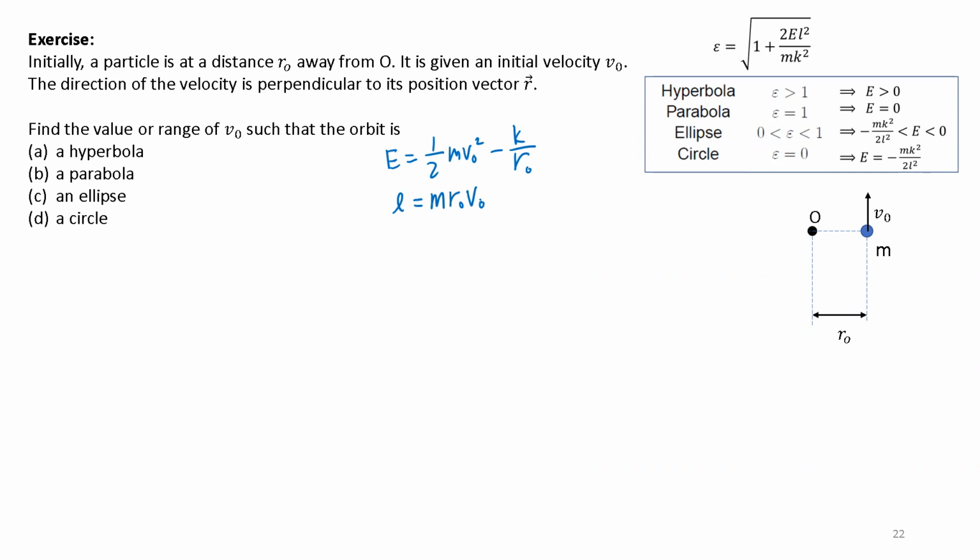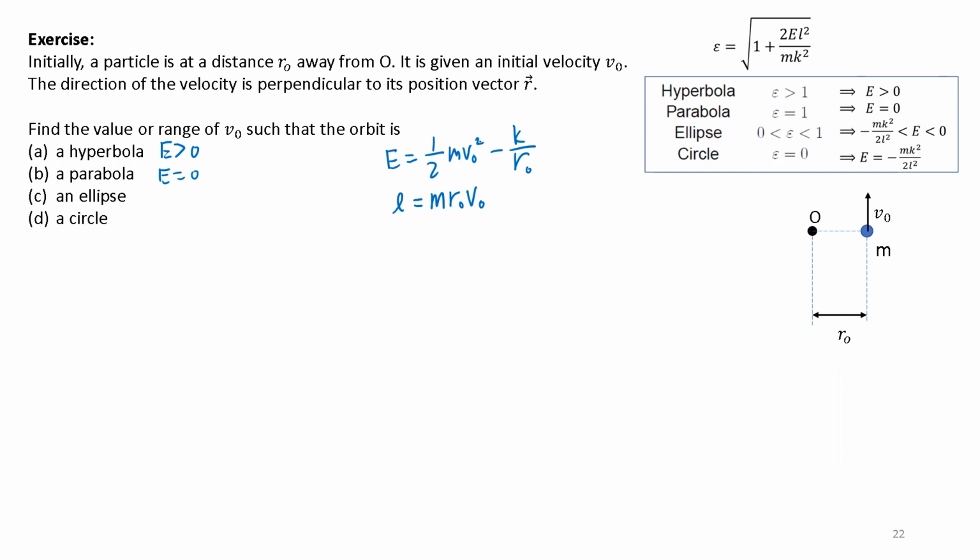For A, we know that we need E greater than 0, and then the second one is E equals 0. Actually, it's all written over there.